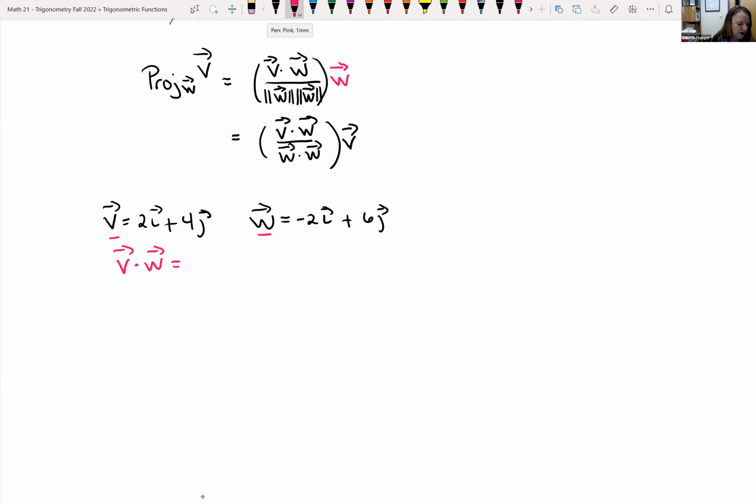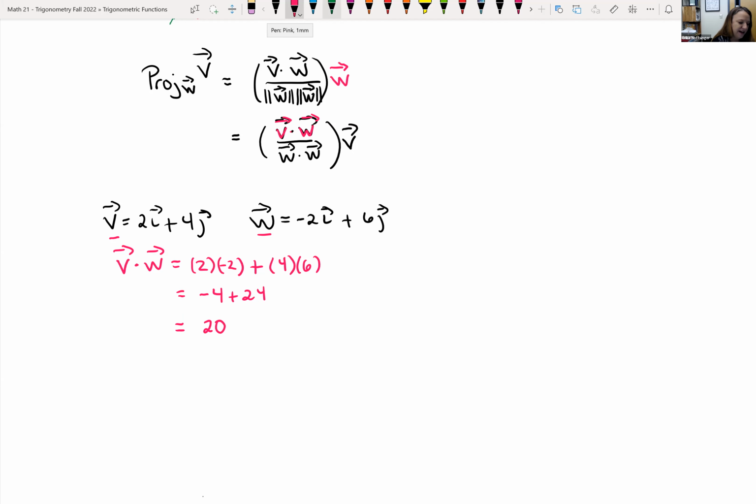So looking at the dot product of those, again, we're looking at the horizontal components multiplied together. So 2 times negative 2, summing it with the multiple of the vertical components multiplied together, so 4 times 6. So 2 times negative 2 is negative 4, plus 4 times 6, this gives us 24. And we have negative 4 plus 24 gives us 20. So that gives us here the V dot W.